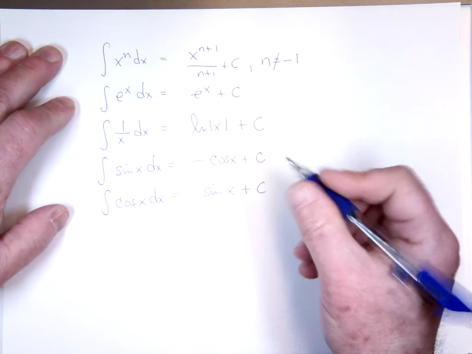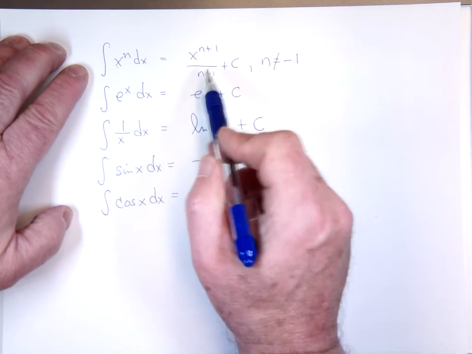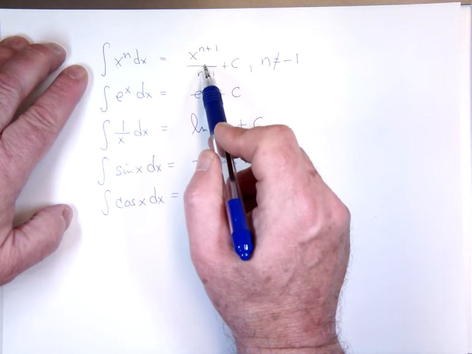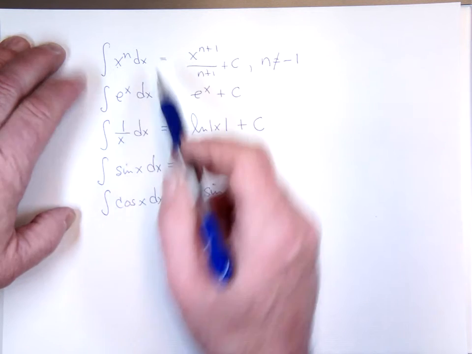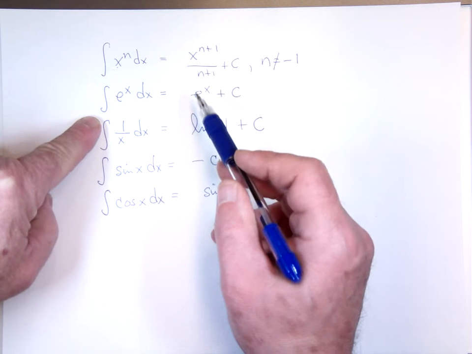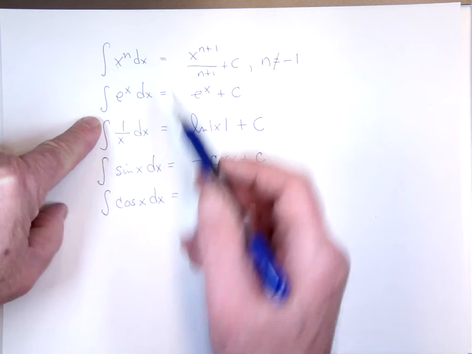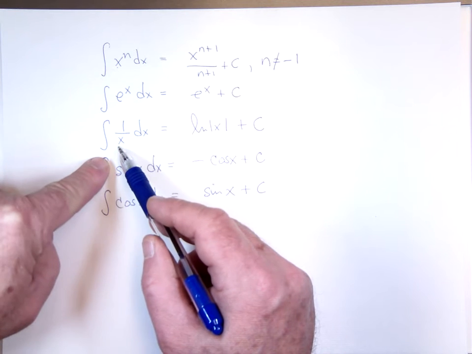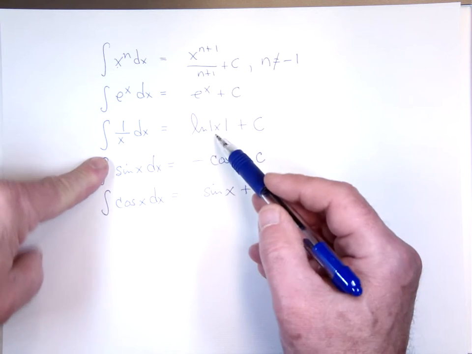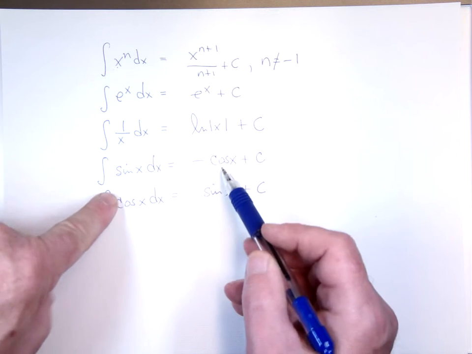Why is this true that the integral of this is this? Because the derivative of this function is x to the n. Why is the integral of e to the x e to the x? Because the derivative of e to the x plus c is e to the x. Why is this integral the natural log? Because the derivative of the natural log is 1 over x. The derivative of this is this. Derivative of this is this.